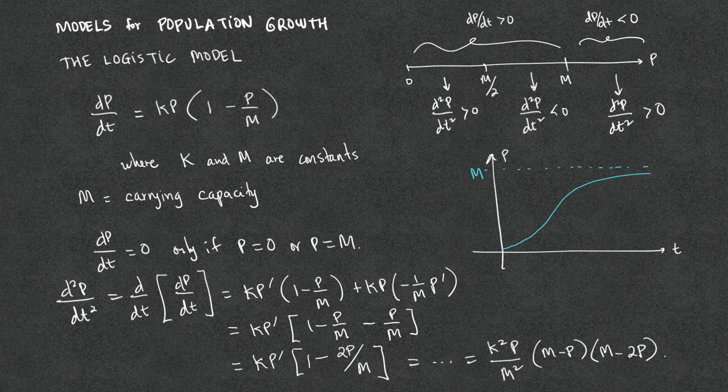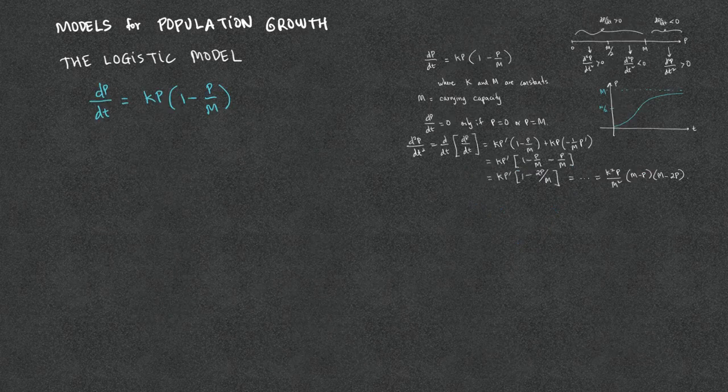M is called the carrying capacity or the limiting value. The point of inflection is at p equals M over 2. The logistic model is also an autonomous differential equation. It is separable. We can solve it by separating the variables.